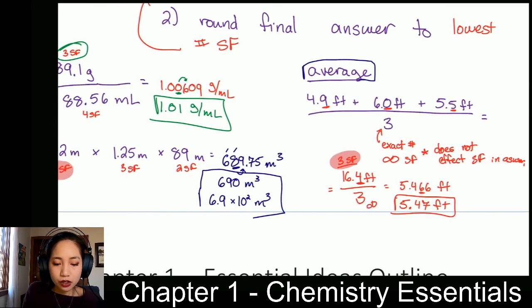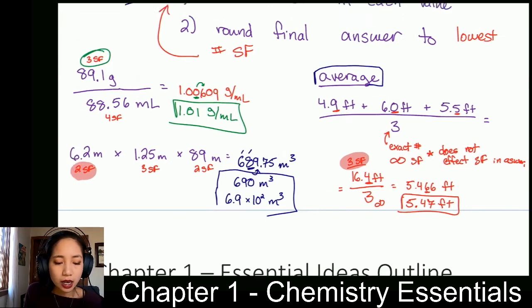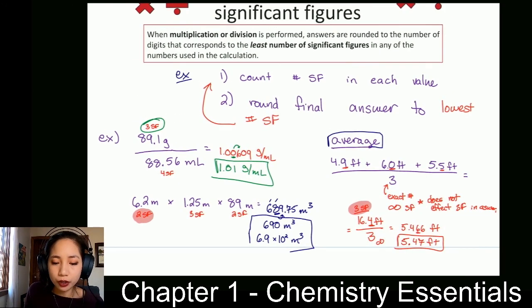All right, so that demonstrates the power of addition sig fig rules, and how it's useful for chemists in lab.